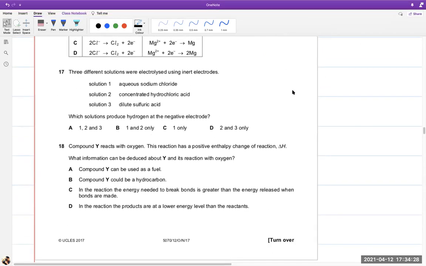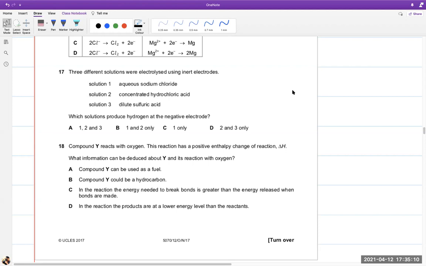All right. 3 different solutions were electrolyzed using inert electrodes. Okay. Which solution produces hydrogen at the negative electrode? So remember one thing, if you are dissolving salt, if you have dilute acid, it is water that breaks down. Okay? And if you have concentrated acid, it is the acid that breaks down. Okay? ये बातें ज़हन में रखनी है आपने. All right, which produces hydrogen at the negative electrode, the cathode basically. So in the first one, hydrogen is going to be broken down because you have salt that is more reactive. The sodium is more reactive than hydrogen. So it's going to go.